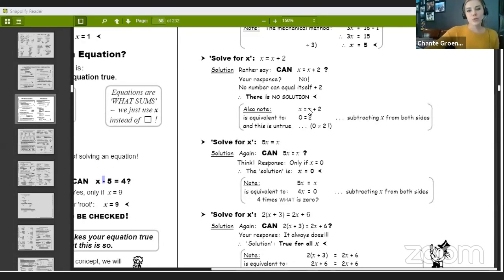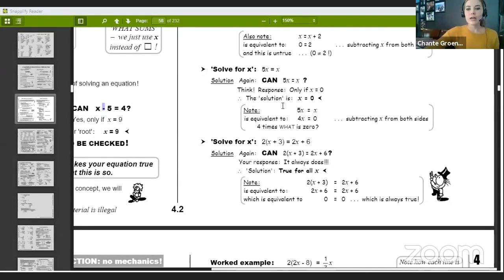Let's take the next one. So x is equal to x plus 2. Can that be? No. Why not? Because if I take this x over, I want one type of term on one side of my equation and one type of term on the other side. If I take this x over the rainbow and I take the 2 to that side, can you see that I have 0, like I don't have an x? So that is where we say there is no solution. Just keep this in mind, guys. There is then no solution.